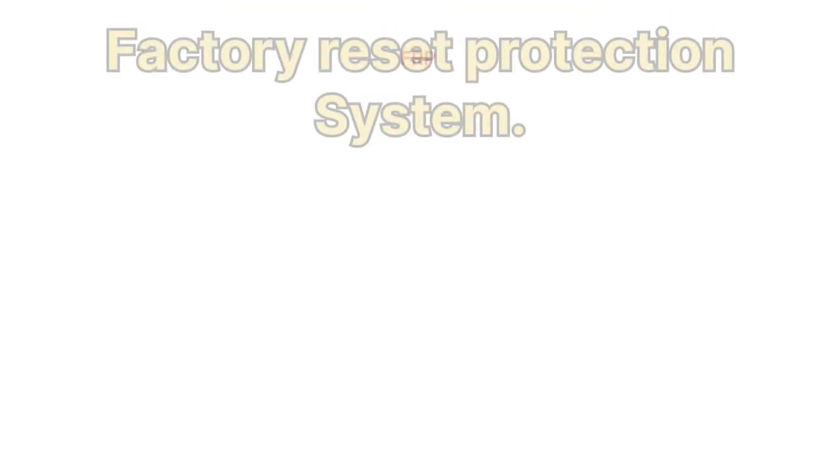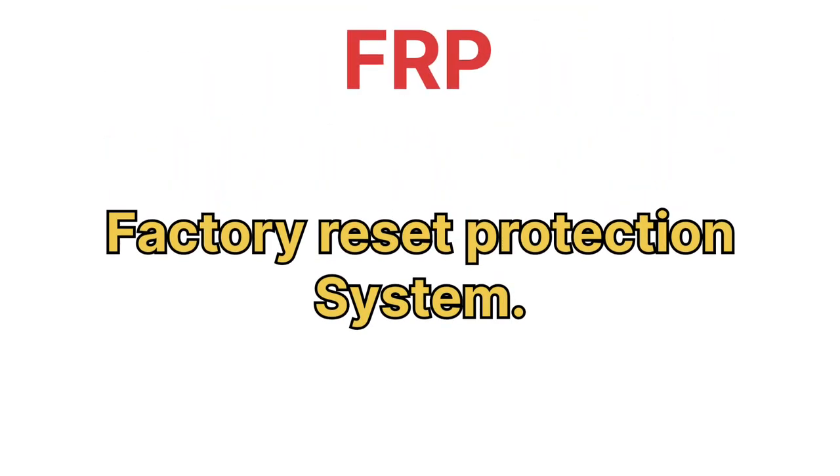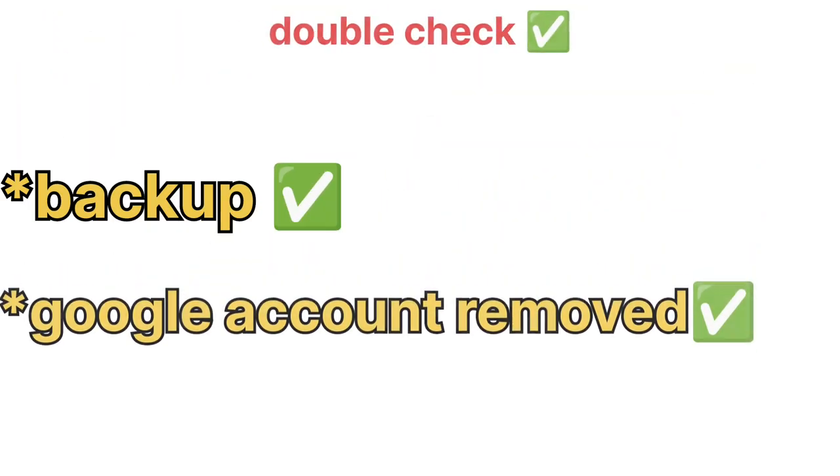Why? Because phones running Android 5 and above have built-in FRP, Factory Reset Protection. So if your Google account remains linked and you forget your login, the phone may lock permanently after the reset. So double check. Backup complete, Google account removed, only then proceed with the reset safely.